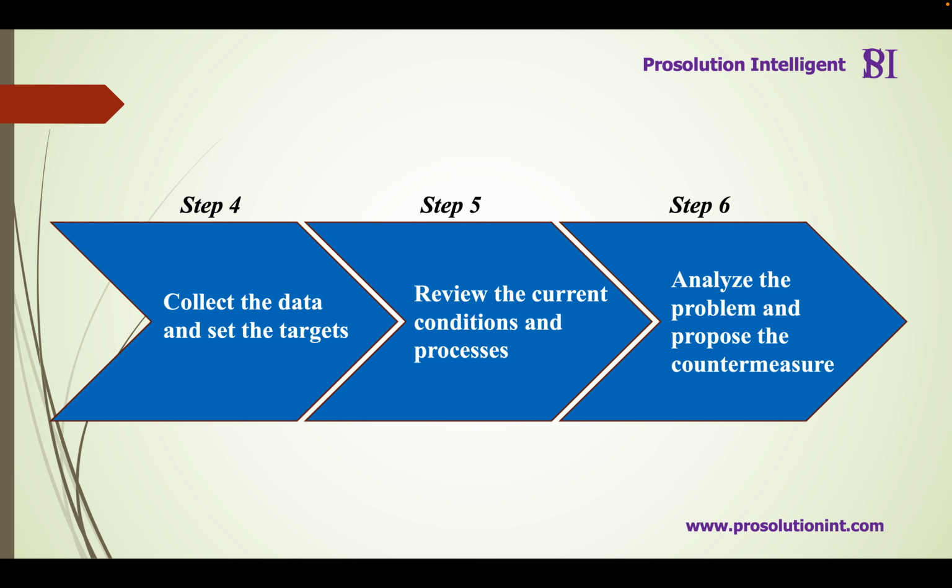And then in step 5, when you have the data, you go and review the current conditions and the processes. You have to find all of the functions and activities going on between the different points and different people, and how the process looks when the problem occurred. So you have to find out all of the processes, functions, and activities that the problem can be involved in.